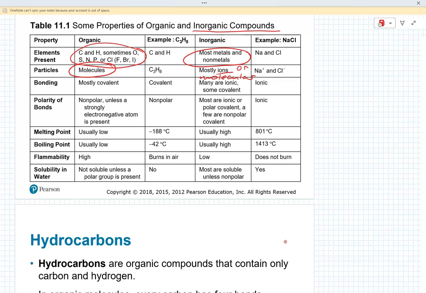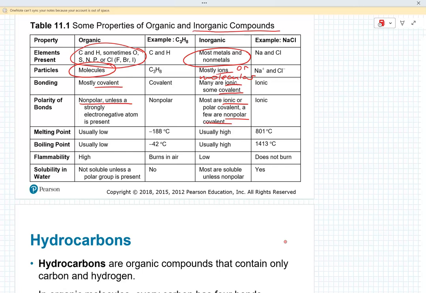Bonding: organic compounds are almost entirely covalent, while inorganic compounds can be ionic or covalent. Bonds in organic compounds are nonpolar unless a strongly electronegative element is present. But if you think about the majority of organic compounds found around you and in living organisms, practically all of them contain oxygen or nitrogen atoms, which are strongly electronegative, which means there is a fair amount of polar bonds in organic compounds. In inorganic, you're going to have ionic, a bunch of polar covalent, and very few nonpolar covalent.